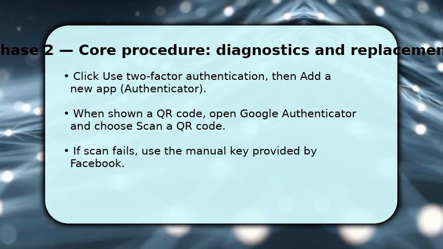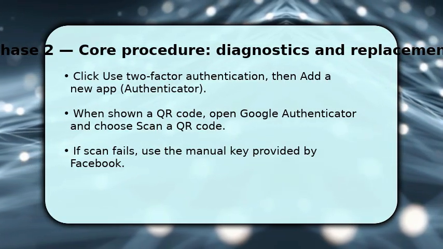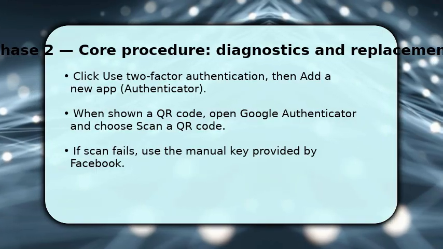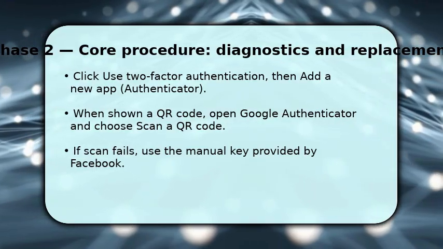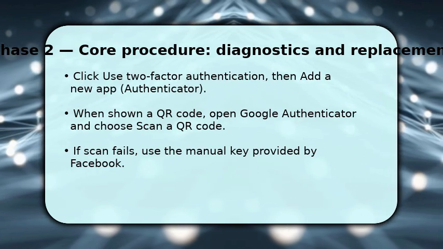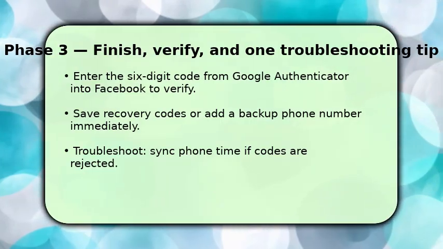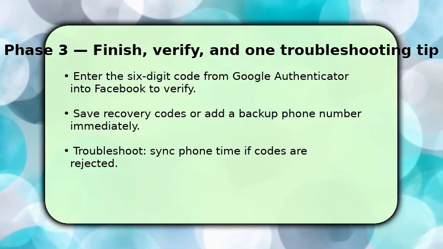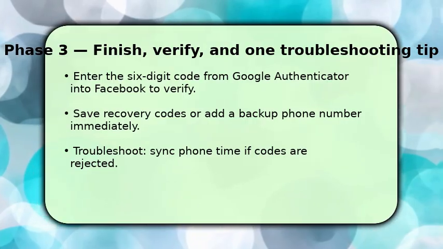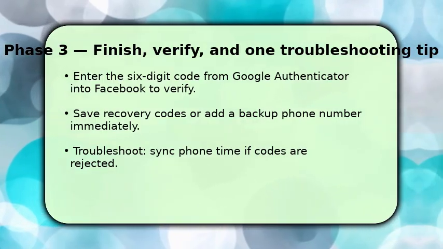After adding, Authenticator creates a 6-digit code that refreshes every 30 seconds. This dynamic code proves ownership of your phone to Facebook. You now type the 6-digit code from Google Authenticator into Facebook's verification box and submit. Once accepted, two-factor authentication is active for your account.